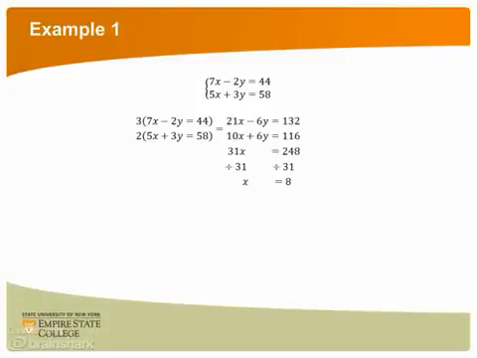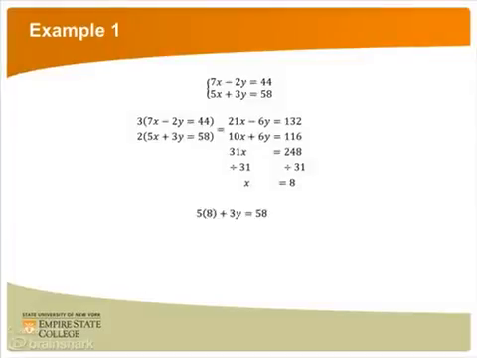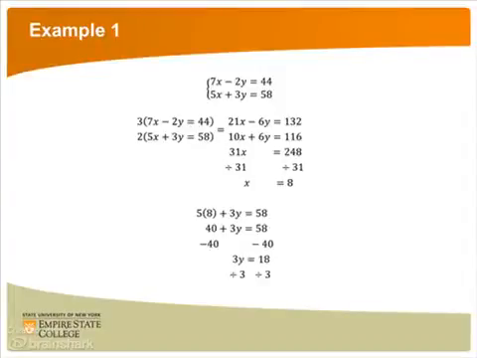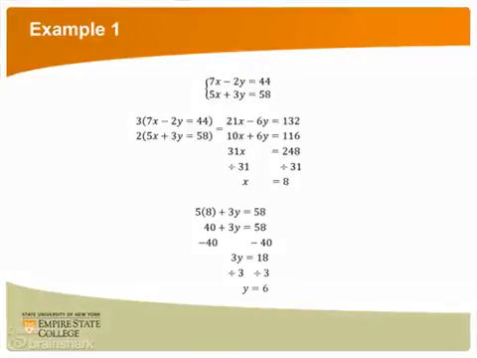So we will plug that value of 8 into the original equation that had a plus sign. Doing so, we have 5 times 8 plus 3y equals 58. Multiplying, we have 40 plus 3y equals 58. Subtract 40 from both sides of the equation. We are left with 3y equals 18. Divide both sides by 3 to solve for y. We have y equals 6. So we think our solution is x equals 8 and y equals 6.